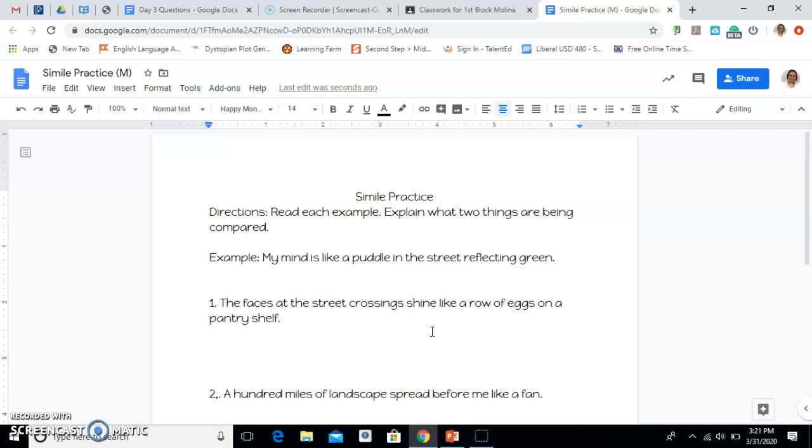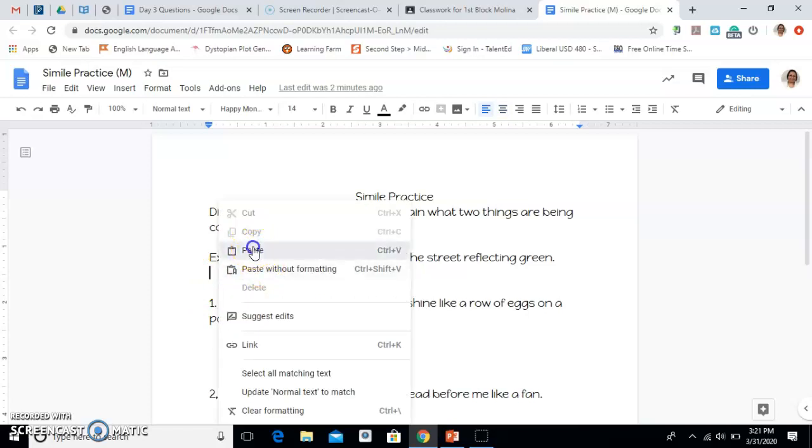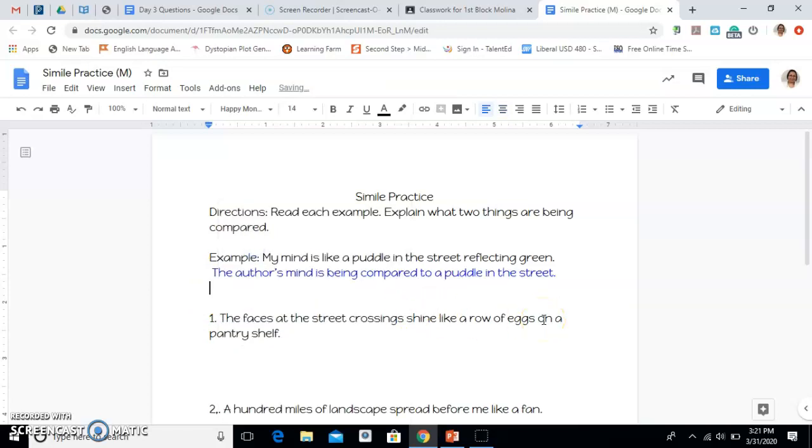Remember with a simile, we're comparing two unlike things using the word like or as. So in the example, it says, "My mind is like a puddle in the street reflecting green." Well, where it starts off is the mind is being compared to a puddle in the street. So in order to write this as an answer, I need to put it in a complete sentence. So what I need to write is, the author's mind is being compared to a puddle in the street.